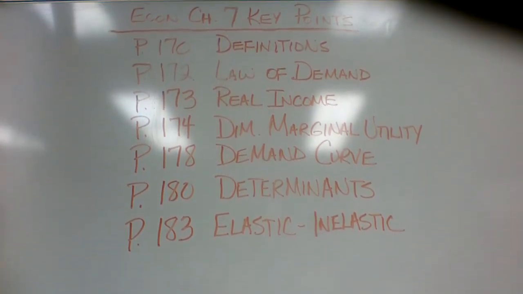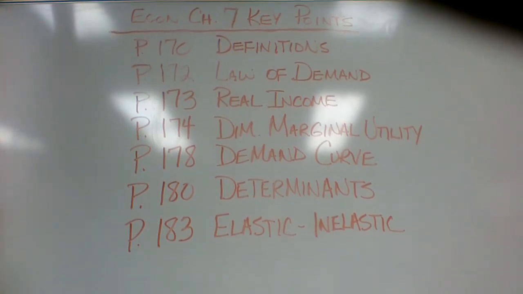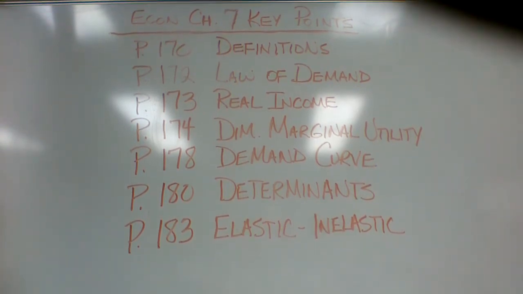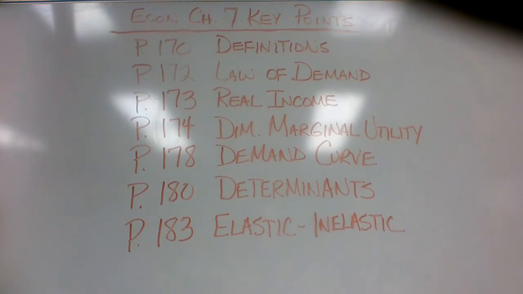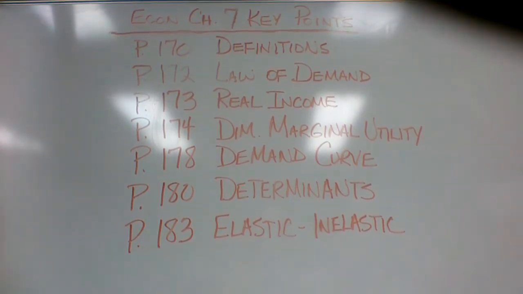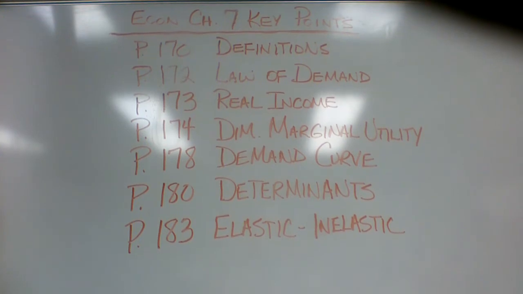Also, the market definition and voluntary exchange. The key concepts in our economy are free exchange. You have to have that in our system in order to make it work the way it's supposed to. On page 172, make note of the arrows on the diagram and the law of demand.